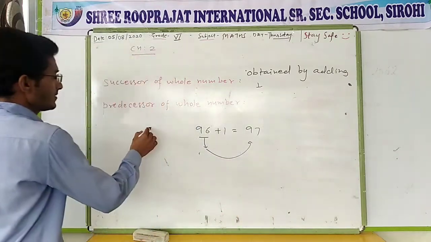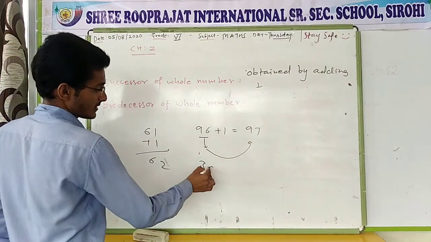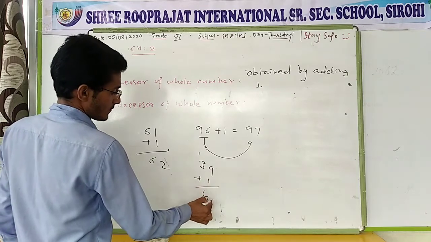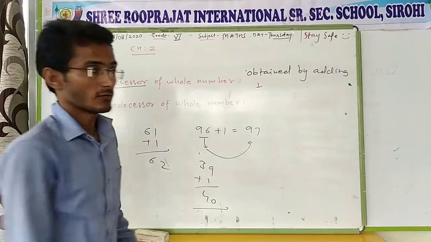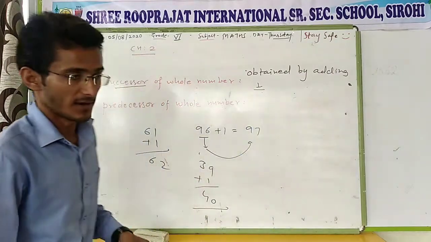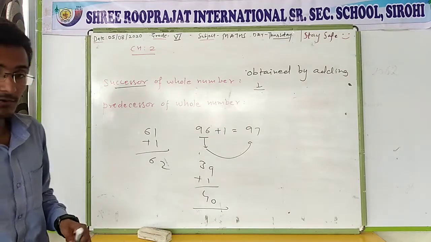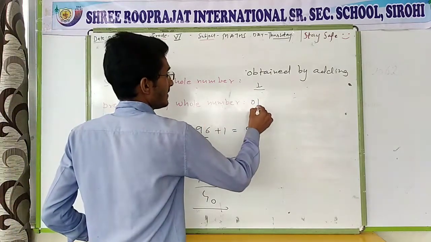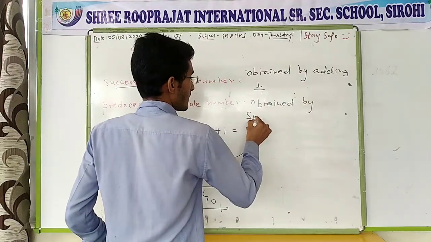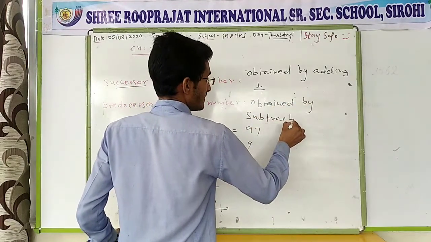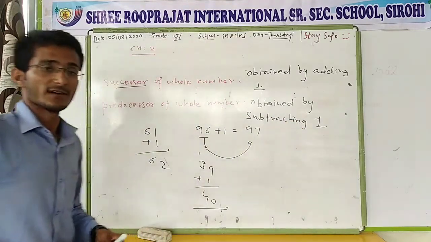Same as it, you can find more like 61, then you have to add 1, you will get 62. Like 39, if you add 1, you will get 40. So whenever you need a successor, you have to add 1 in that given number. And next one, a predecessor of a whole number, just opposite of that one, obtained by subtracting 1. This time you have to subtract 1.